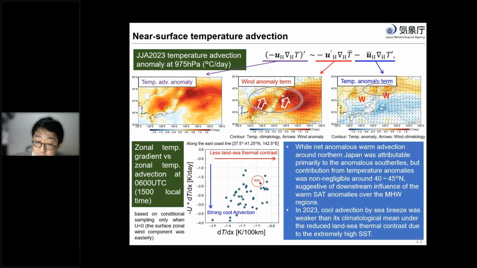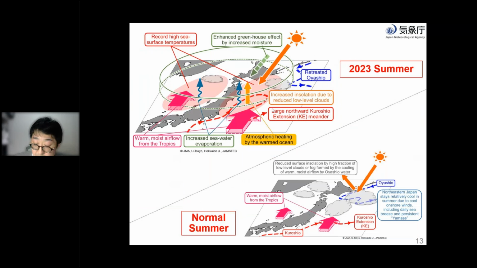And furthermore, to the east coast of Japan, I will skip the details, but the cool advection by sea breeze in the afternoon got weaker than normal under the reduced land-sea thermal contrast due to the marine heat waves. So our findings are summarized in these schematics for the 2023 summer and a normal summer.